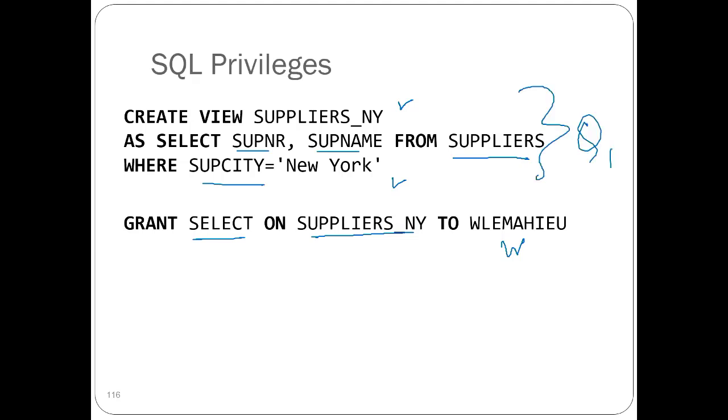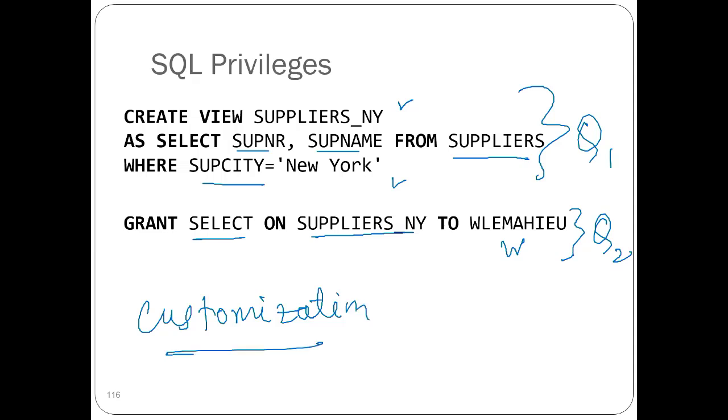So in these two examples, query 1 and query 2, in query 1 you define a view, and in query 2 you give the privilege on that view to a user. It's a very simple example that can give you some idea about customization of the database, as well as security.